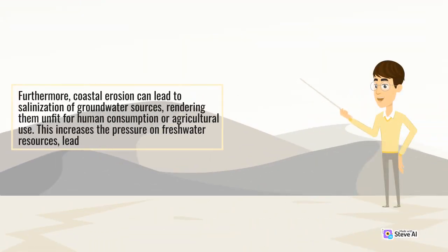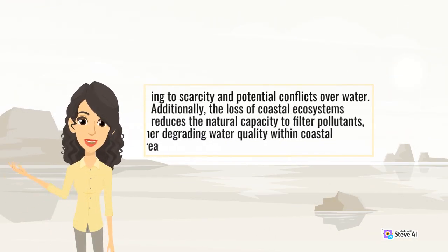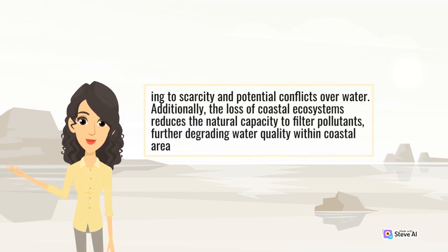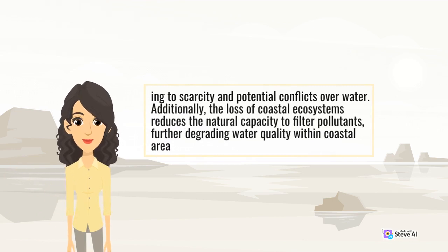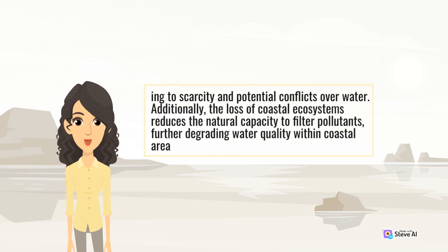Furthermore, coastal erosion can lead to salinization of groundwater sources, rendering them unfit for human consumption or agricultural use. This increases the pressure on freshwater resources, leading to scarcity and potential conflicts over water. Additionally, the loss of coastal ecosystems reduces the natural capacity to filter pollutants, further degrading water quality within coastal areas.